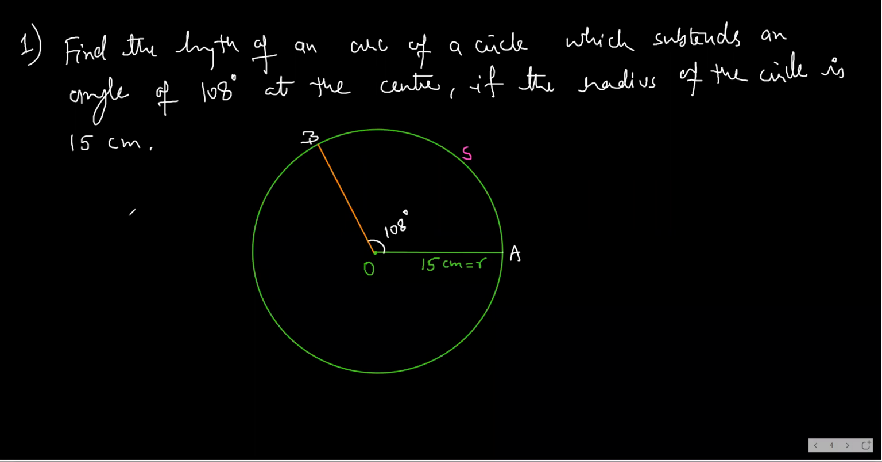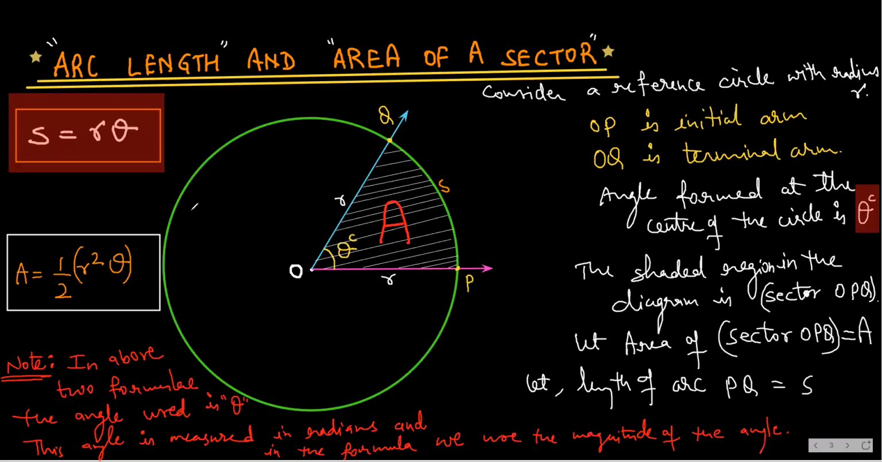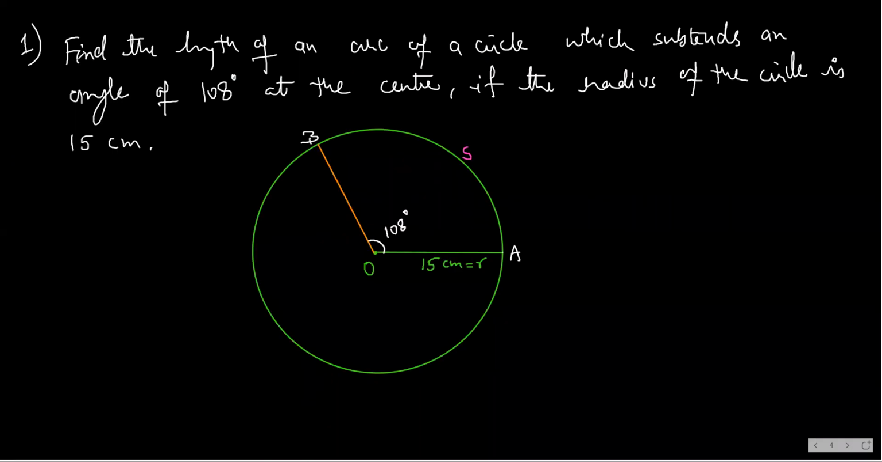This is a question based on the formulas that we just did: S equals R theta, and the area of the sector, A equals half r square theta. Here we have a question: find the length of an arc of a circle which subtends an angle of 108 degree at the center of the circle if the radius of the circle is 15 centimeter.